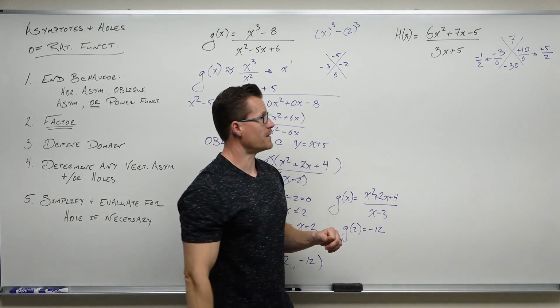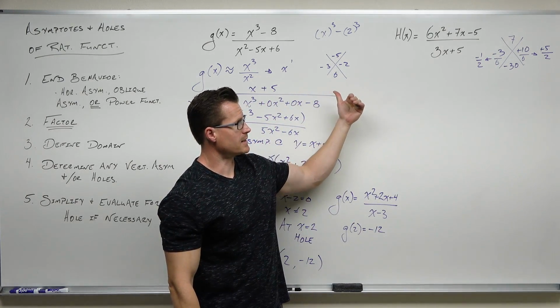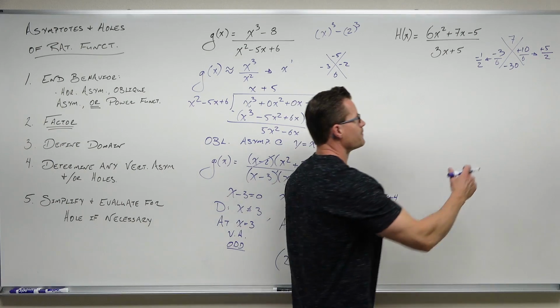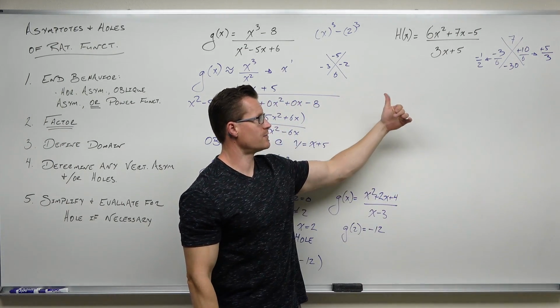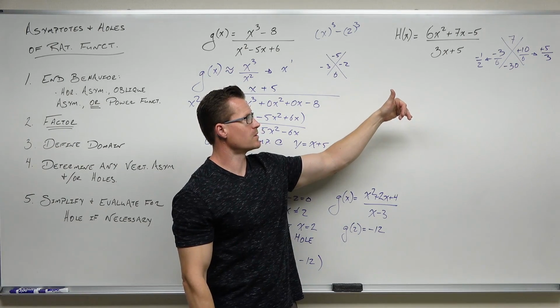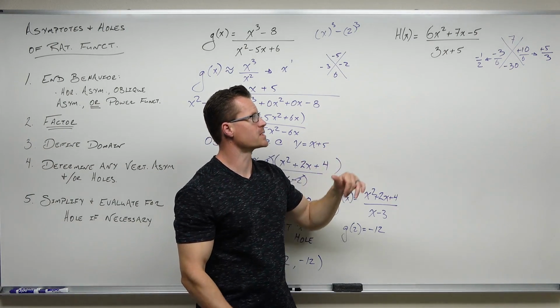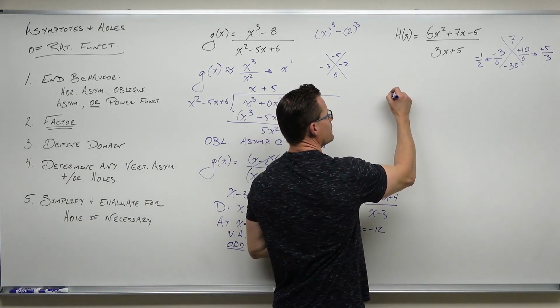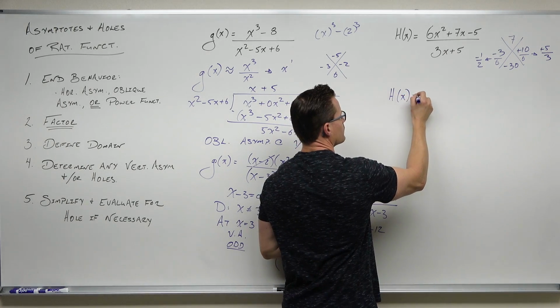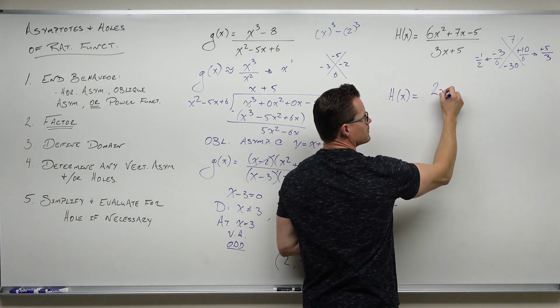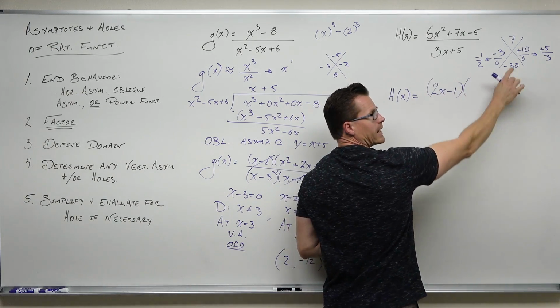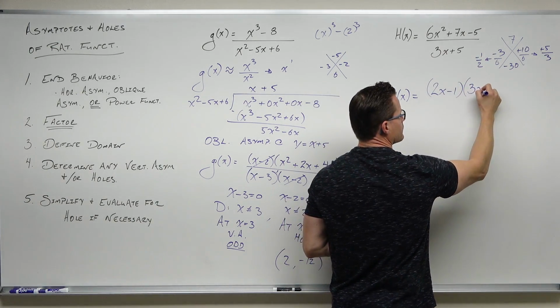and I simplify. 2 goes into 10 5 times and 6 3 times. 3 goes into 3 1 time and 6 2 times. So I know that my numerator can factor as 2x minus 1 and 3x plus 5.